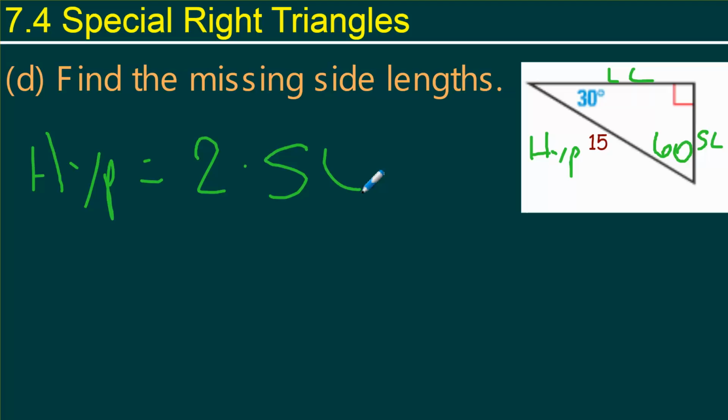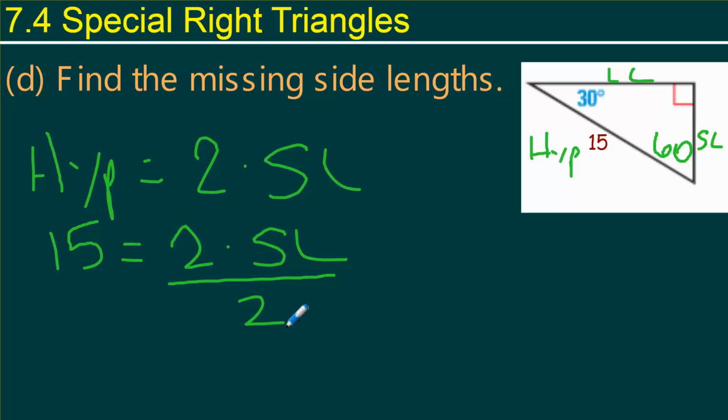Start with the relationship, substitute in the values from the drawing. 15 is our hypotenuse. 15 equals 2 times the short leg. If we want the short leg by itself, then we're just going to divide both sides by 2. That's how we undo what's being done. That's going to give us a decimal. 7.5 equals, and that's going to cancel, and we're left with just the short leg. So the short leg is half the hypotenuse, and that's going to be 7.5.